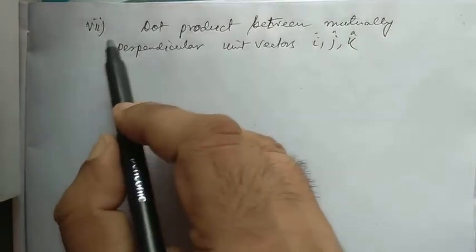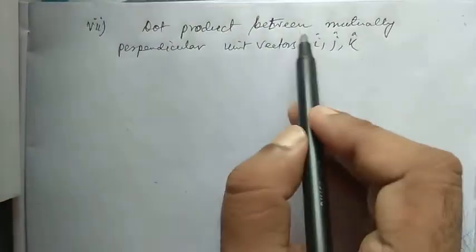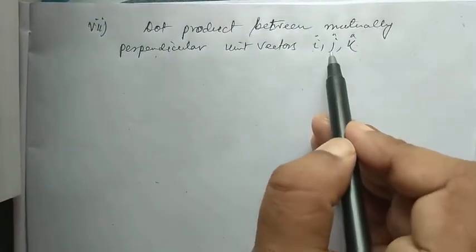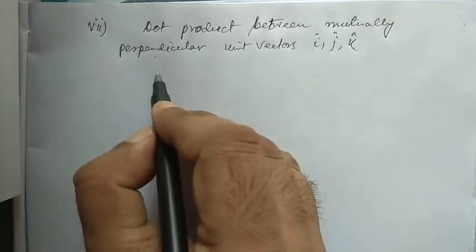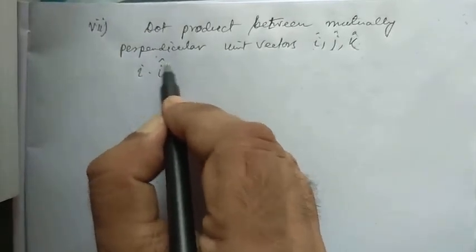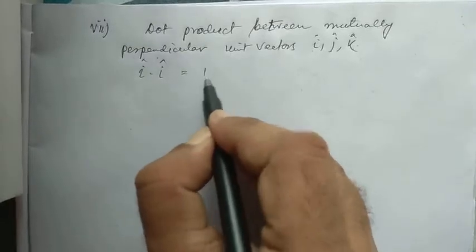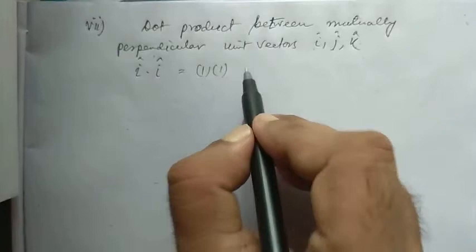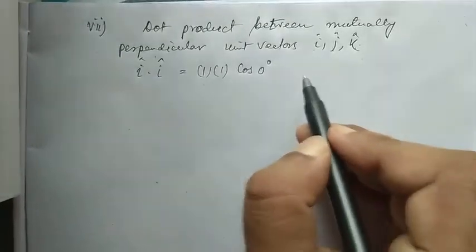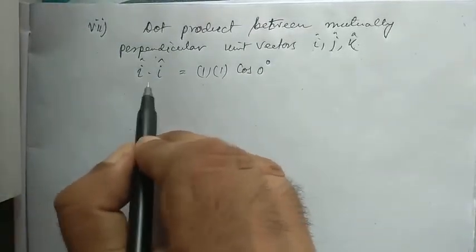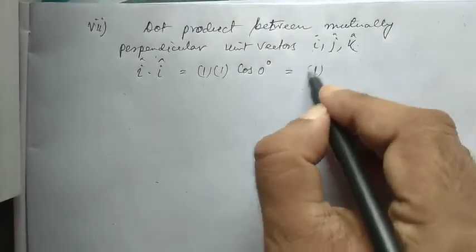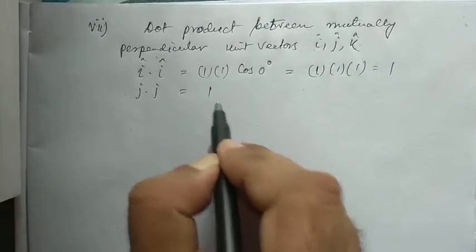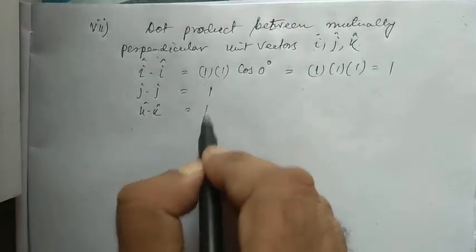Now the next point is the dot product between mutually perpendicular unit vectors, that is i, j, k, along the x direction, y direction and z direction. Suppose we are doing i dot i. The magnitude of i is 1, the magnitude of the other i is another 1, and the angle between the two vectors is 0 degrees. Both point in the same direction, the x direction. Cos 0 is also 1, so 1 into 1 results in 1. Similarly, j dot j also gives 1, k dot k also gives 1.